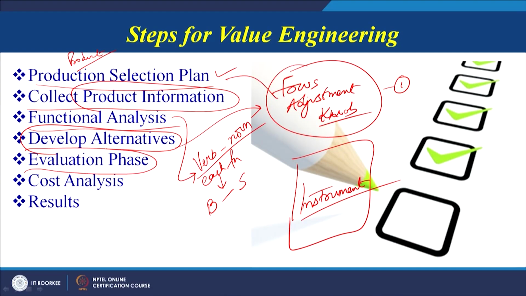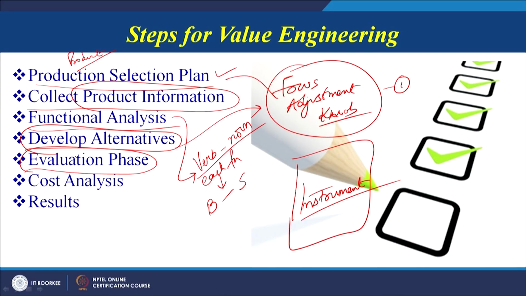And once that is taken into account, we try to develop the alternatives. What can be the alternatives for this focus adjustment knob? Can this be completely eliminated? Can there be two points through which we can digitally adjust the focus, or can we change the material of the knob, or can we find some other ways in which the focus can be adjusted without the use of a knob? So there are a number of alternatives which can help us achieve our function. So we have to develop the alternatives, then we have to evaluate these alternatives.